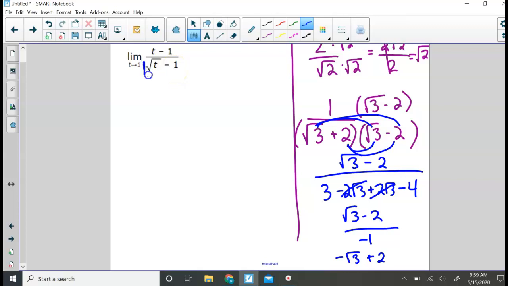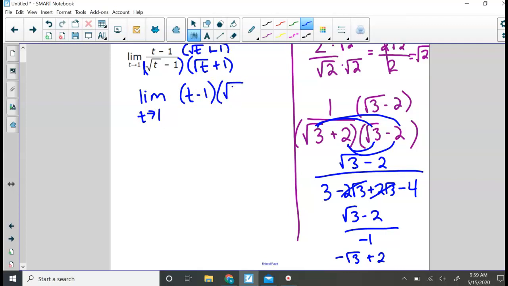So what you're going to do is take this and multiply by the conjugate. So you're going to multiply by square root of t plus 1 in the top and the bottom of this fraction. And so that's going to give you the limit as t approaches 1 of t minus 1 times the square root of t plus 1. Do not multiply those together, because you want something to cancel, so you want that to continue to be factored.